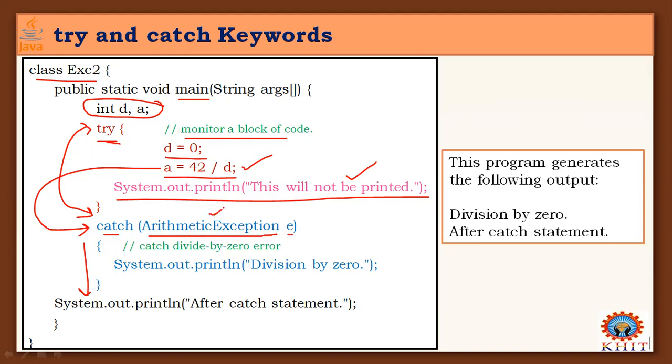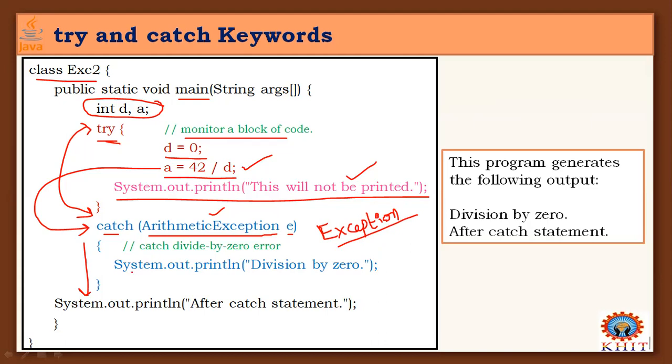And if you know that, then mention this one as an arithmetic exception. Otherwise, simply mention exception. If we don't know what type of exception this try block may generate, then you can simply mention exception, not arithmetic exception. Why? Because whatever the type of exception generated by your program, all are subclasses of this exception class. So that's why we can simply mention exception.